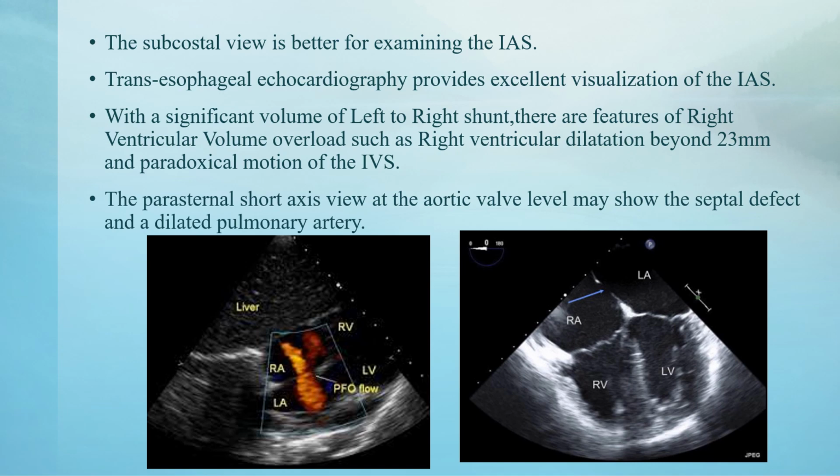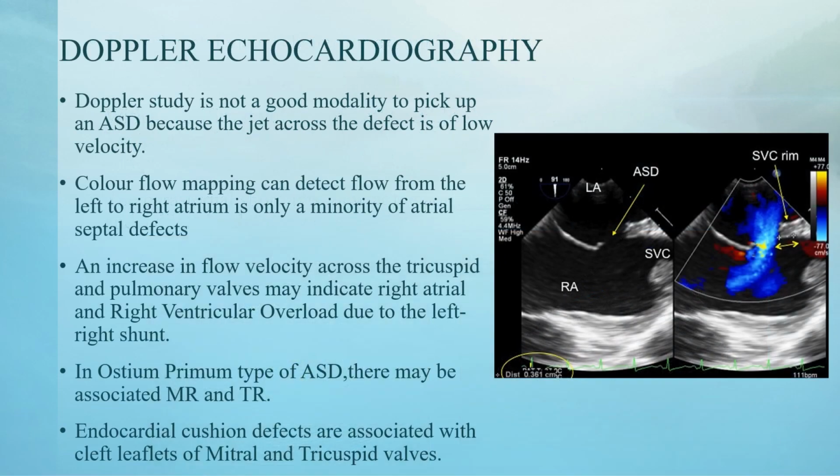What is called a paradoxical motion of the interventricular septum is that the interventricular septum moves towards the left ventricle, so it will be in an S shape. That is called a paradoxical motion of the interventricular septum. So that's about 2D echocardiography, and now we are moving to Doppler echocardiography.